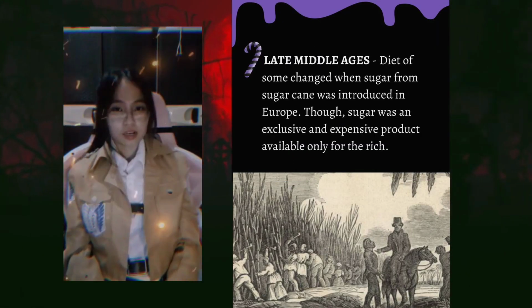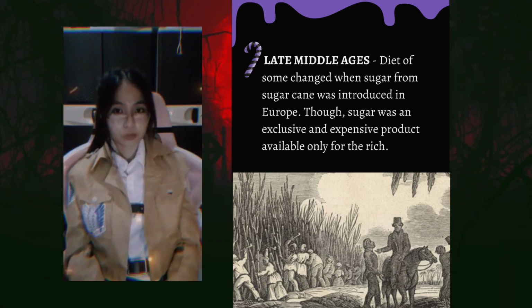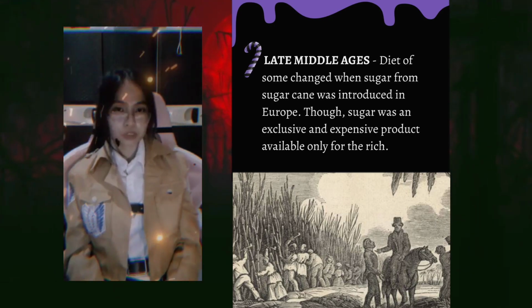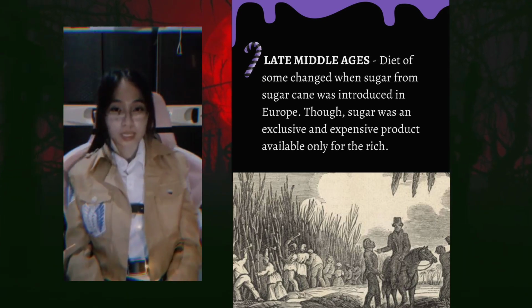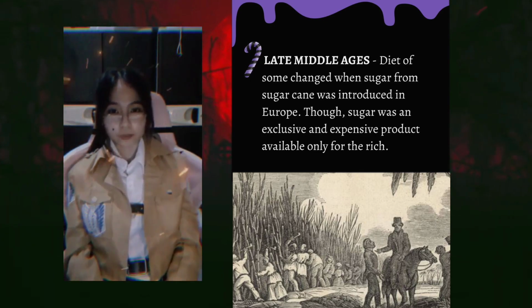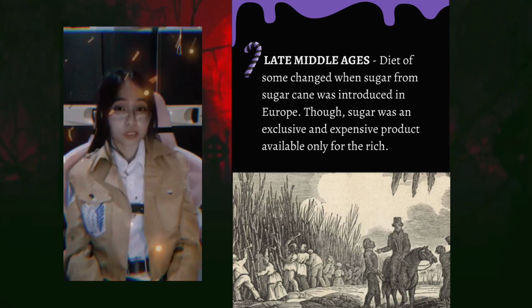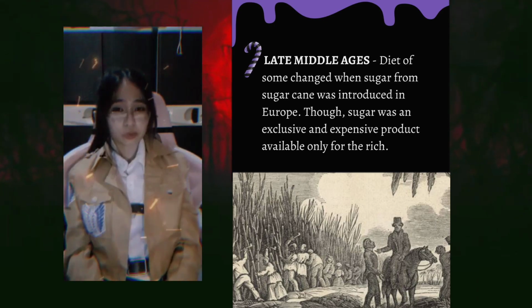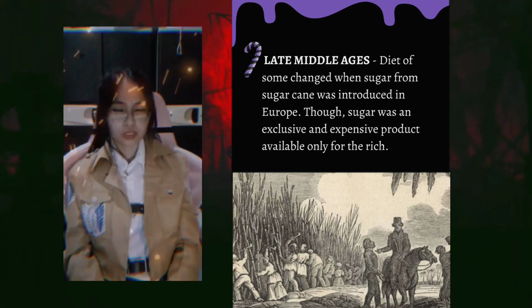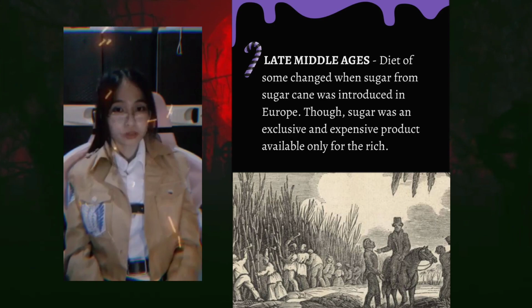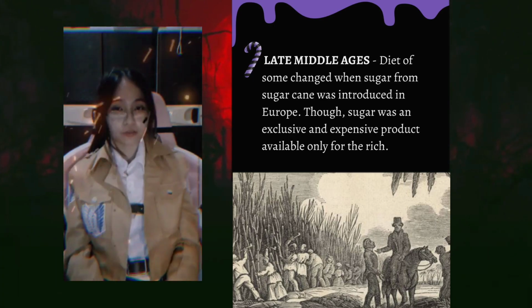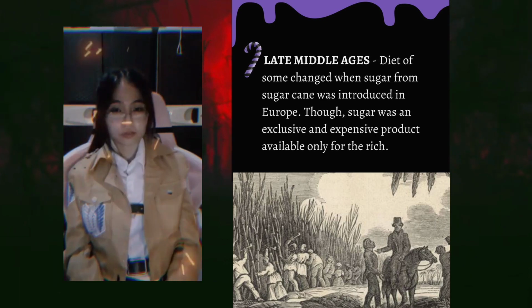So, in the late Middle Ages, the diet of some changed when sugar from sugar cane was introduced in Europe. Though sugar was an exclusive and expensive product available only for the rich. So during this timeline, some people's diet changed. They consume foods and drinks that are sugary. And so their sugar consumption was obviously the dietary factor that leads to development of dental caries. So sugar cane was introduced in Europe, and sugar cane consists of 13% of sucrose, and we all know that sucrose is the most cariogenic. So historically, Queen Elizabeth I had a lot of black and rotten teeth, and also lost a lot of teeth. This is because of the Queen's sugary diet.